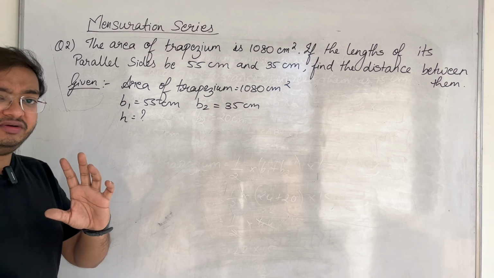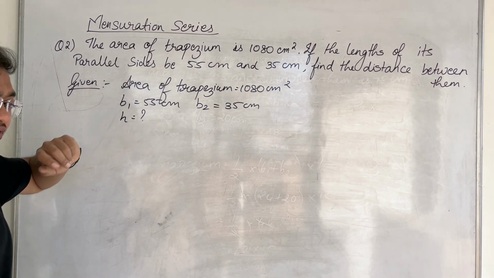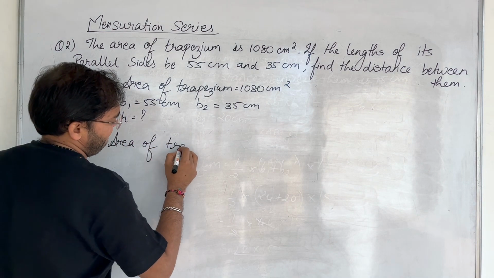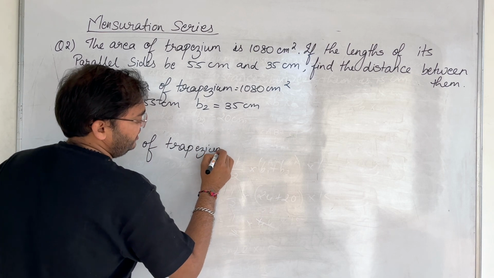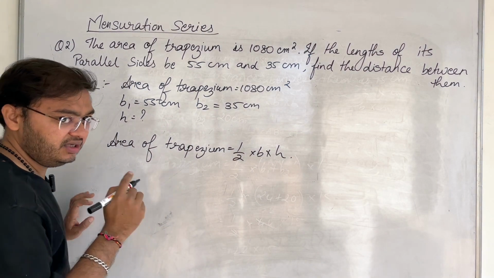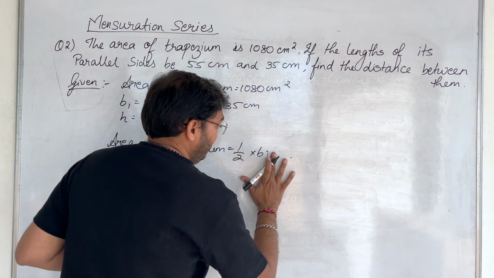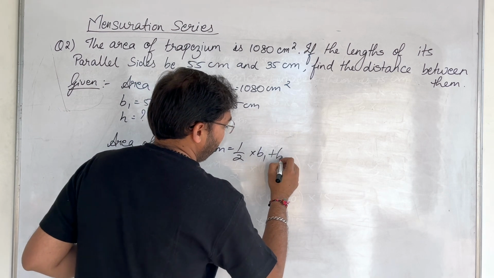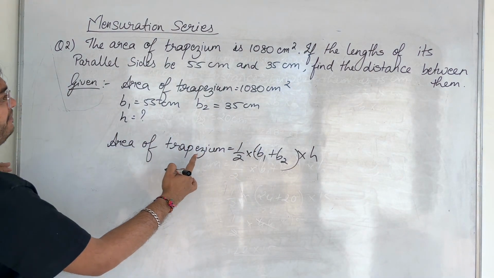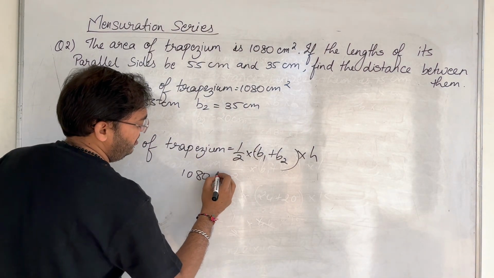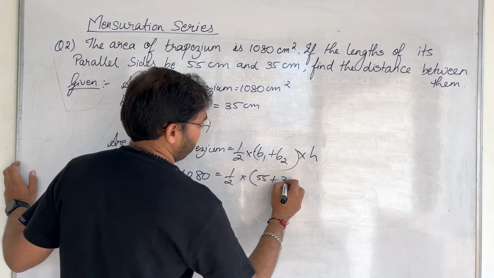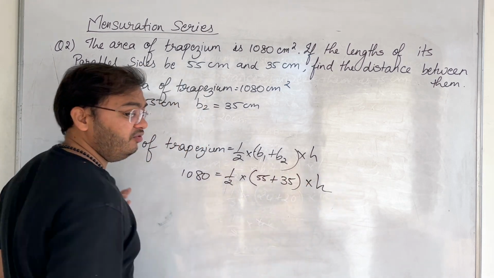Now we always start solving the questions from the given data. So here the area of the trapezium is given, so we'll use that formula only. That is area of trapezium is equals to half into base into height. Is this right? No. What is wrong? Your base we will take as base 1 plus base 2, into height. Now it looks perfect. Now the area of the trapezium is known to us, that is 1080, which is equals to half into base 1 we already know, that is 55, plus base 2, 35, into height, which we have to find.